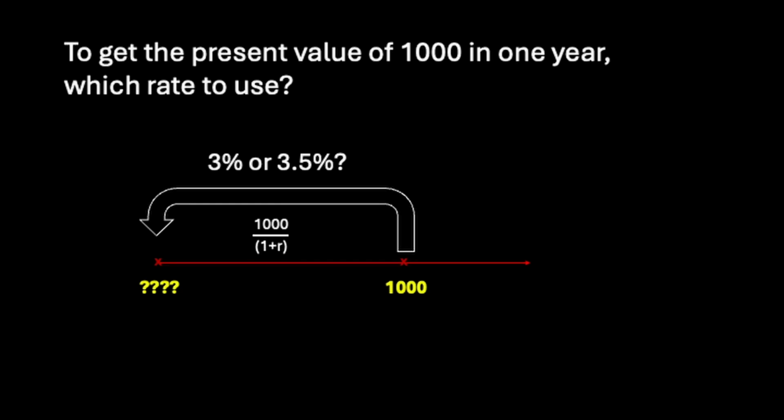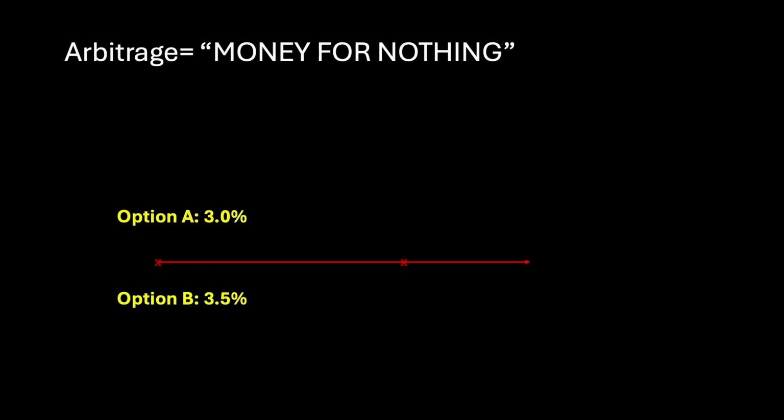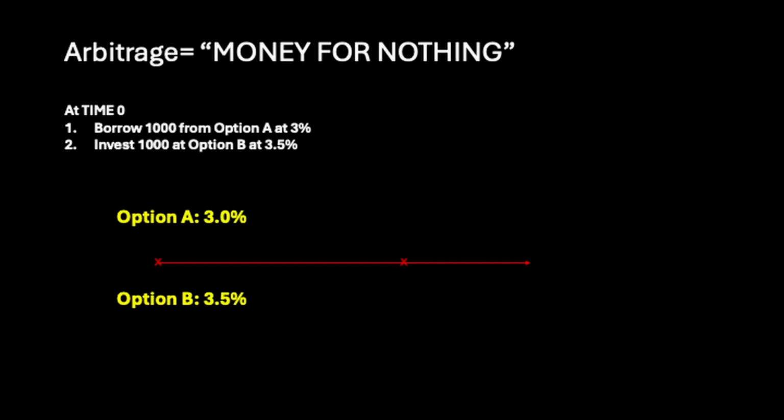Well, you might say, any of the two can be used. But if there are two rates that are in operation, there might be arbitrage opportunities. So there should only be one rate to preclude arbitrage. For example, if both 3% and 3.5% can be availed in the market, then a smart market player can borrow 1,000 at 3% and invest it at 3.5% both for 1 year.